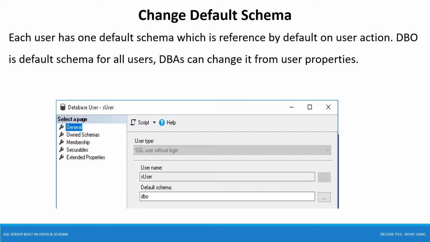Change default schema. Each user has one default schema which is referenced by default on user action. DBO is the default schema for all users and the DBA can change it from user properties if required. You can go to user properties and change the schema to the appropriate one if DBO is not the correct schema for that user.